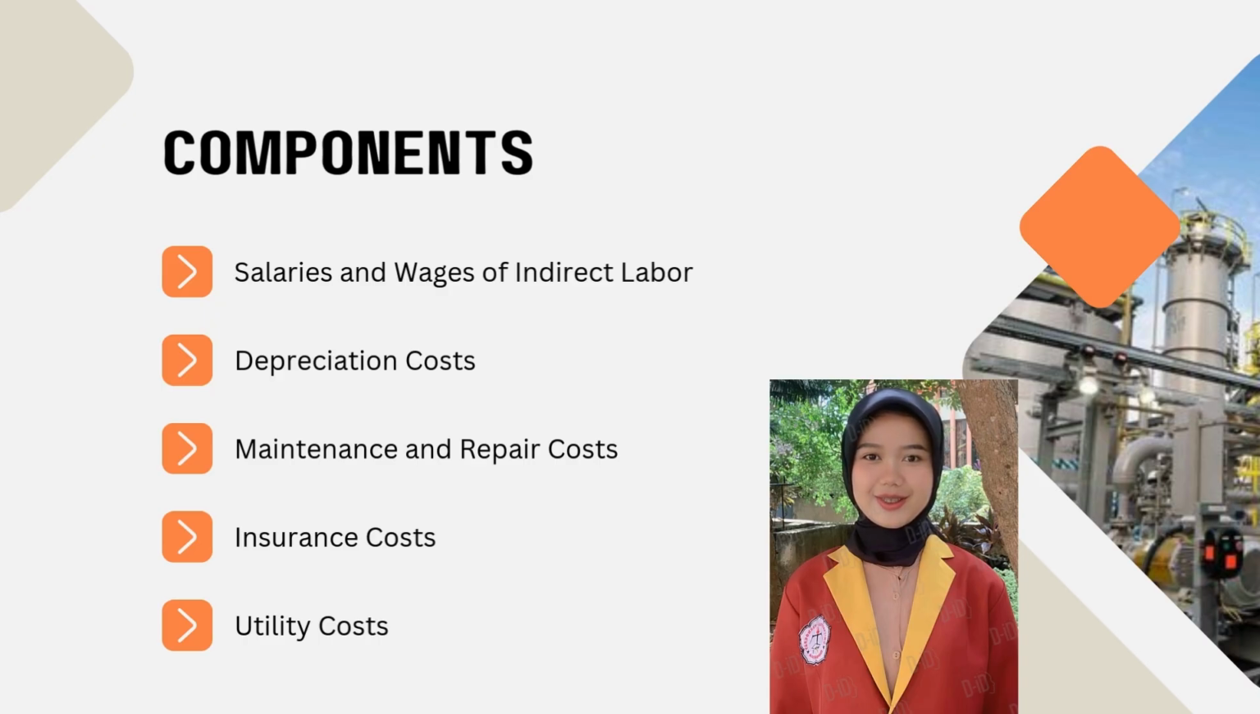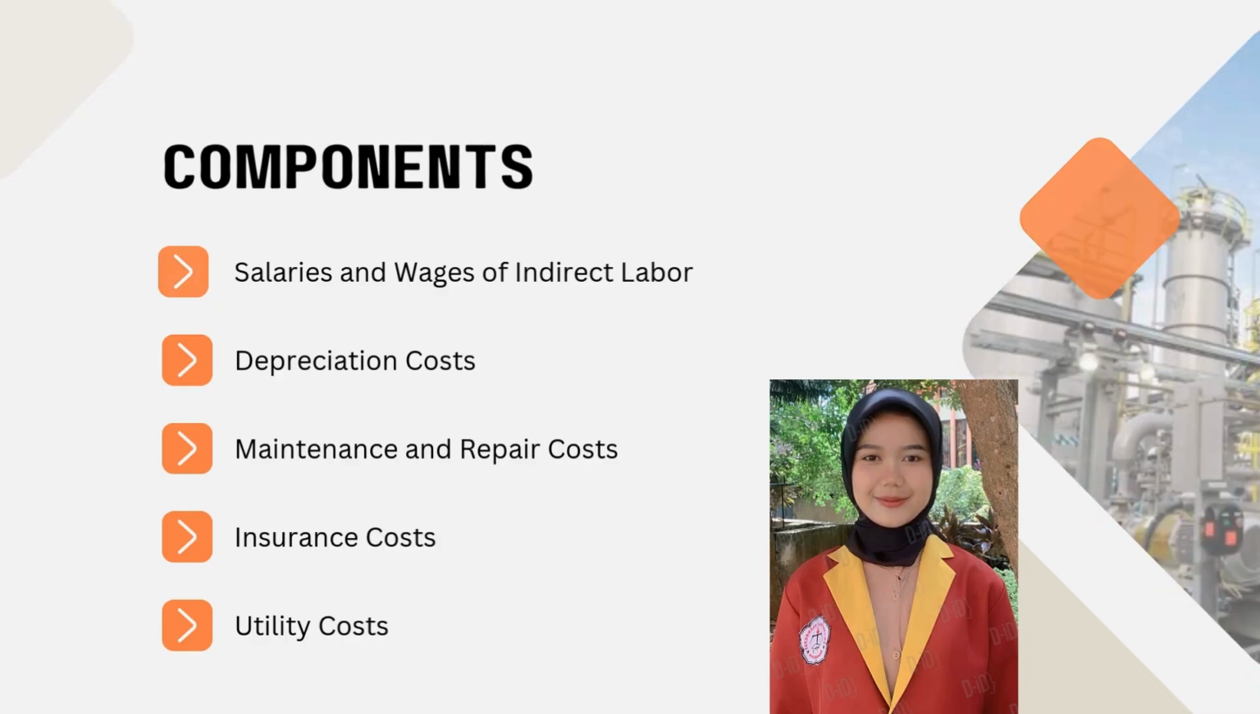4. Insurance costs. Insurance costs protect the production facility from potential damage or loss due to fire, natural disasters, or accidents. These costs are also part of factory overhead, as they help mitigate risks that could disrupt factory operations. 5. Utility costs. Factories require various utility services such as electricity, gas, and water to operate the production process. All costs associated with the use of these utilities are included in factory overhead costs.